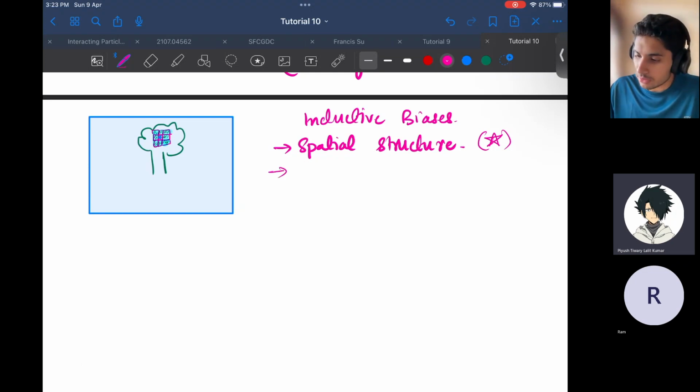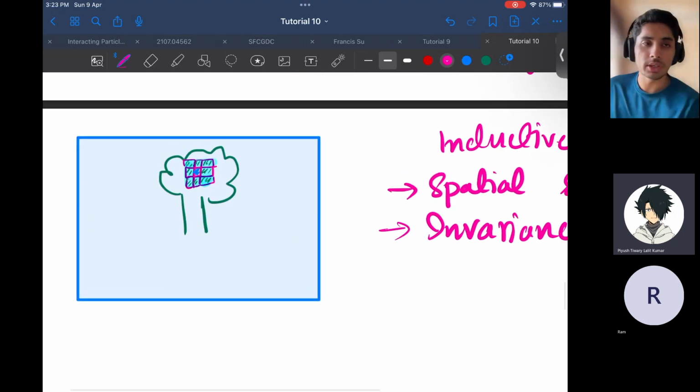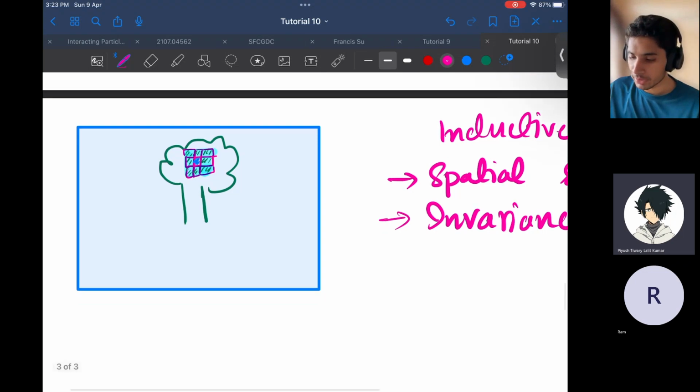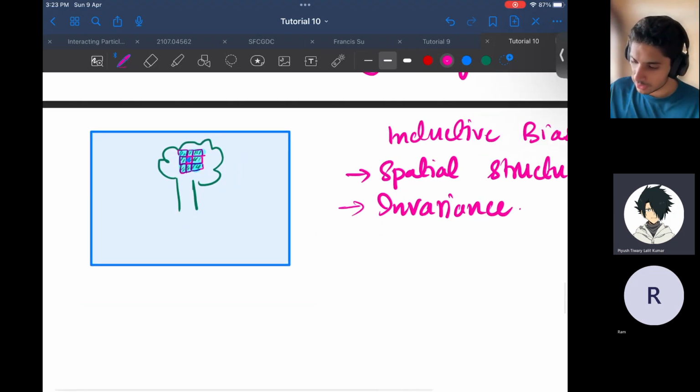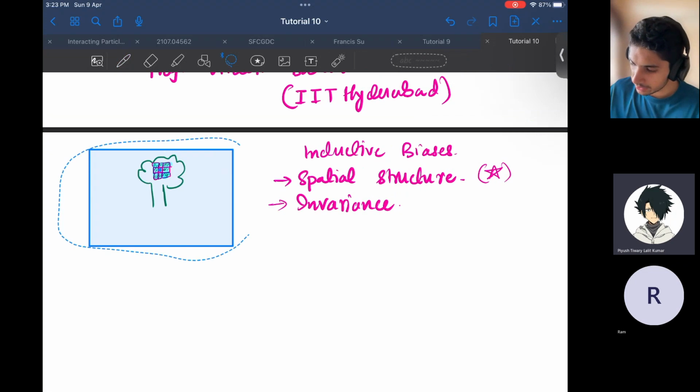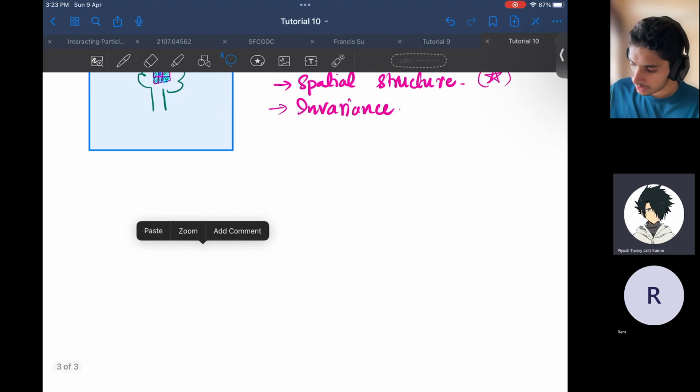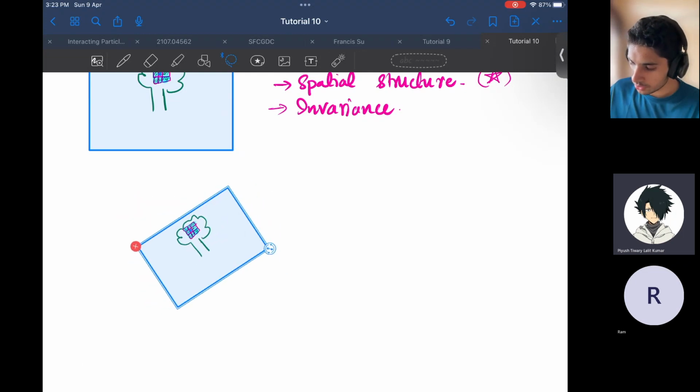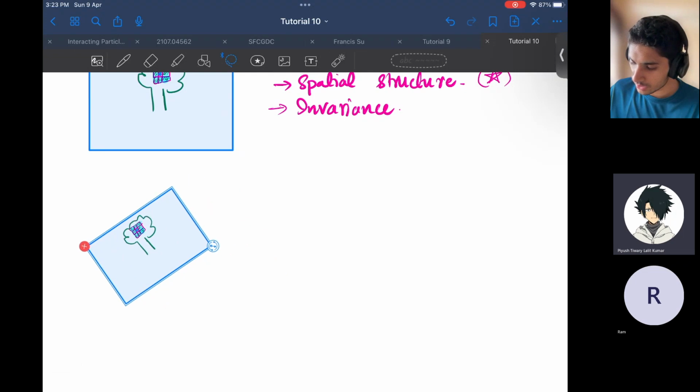Another thing that I would like my network to take into account is something called invariance. What do I mean by invariance? Let's say I am doing some sort of classification problem of whether there is a tree or not. Now what I do is the following. I take this big image, whatever it is, copy it, and paste it as another image, and this time I will just rotate it.